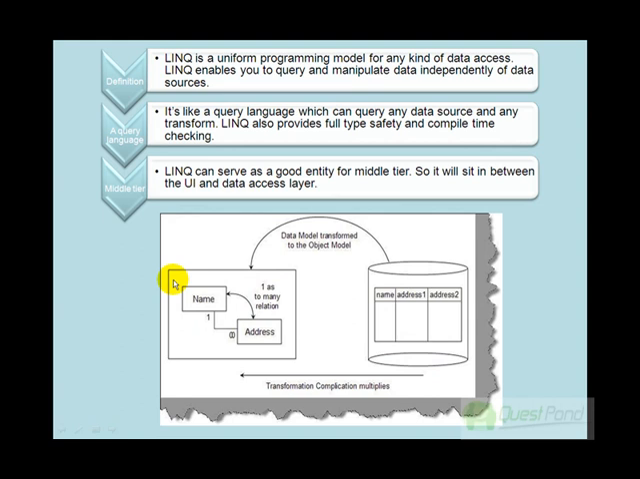LINQ is a uniform programming model for any kind of data access. Now when we talk about application, an application can interact with any kind of data source. For example, your data source can be SQL Server, Excel, XML, Oracle, or probably Windows ADS. We don't know what kind of data source type we interact with. And depending on the data source type, you need to tailor your programming logic or your programming model.